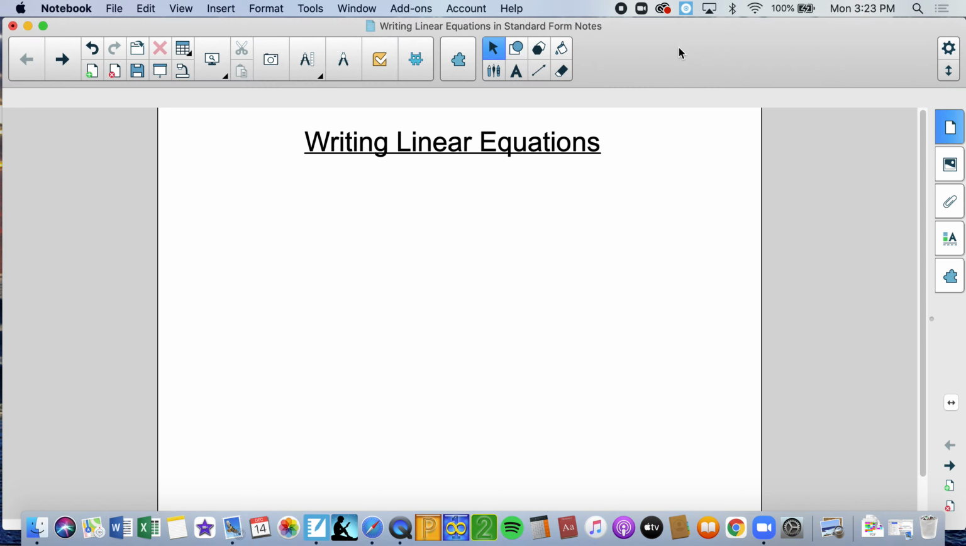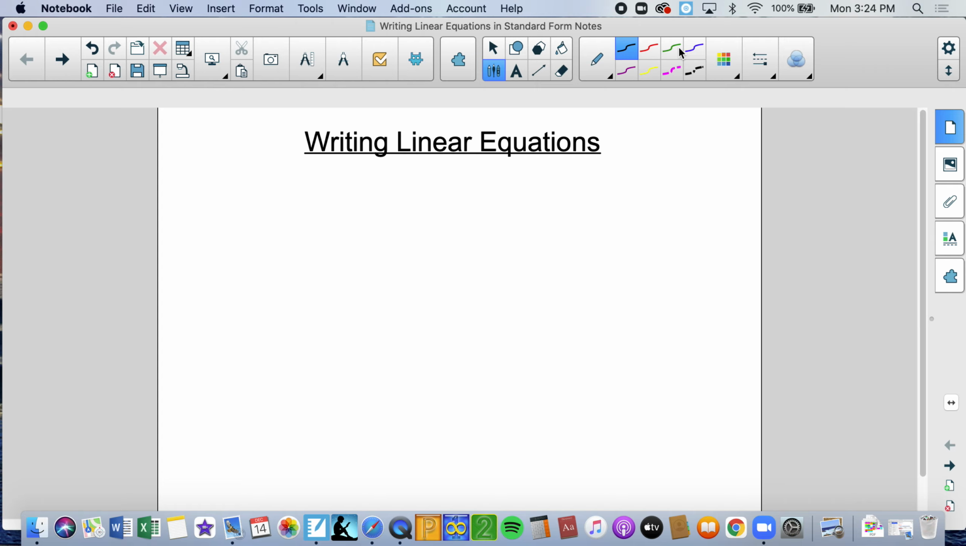Okay, here we go. Writing linear equations. I love this section. It's a great section. So, up until this point, we've learned three different templates for linear equations.